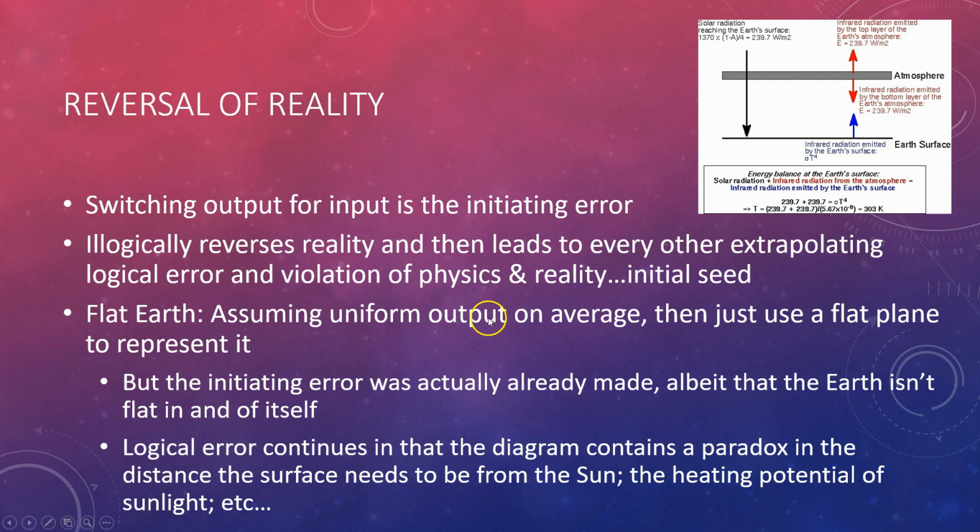So yeah, flat Earth, assuming uniform output on average, then just use a flat plane to represent it. But the initiating error was already made by reversing, using the output as the input, albeit that the Earth isn't flat in and of itself. So it's just compounding and compounding errors, compounding physically senseless things. So the logical error continues in that the diagram contains a paradox in the distance the surface needs to be from the sun, the heating potential of sunlight, and etc. Everything we discussed in the main presentation.